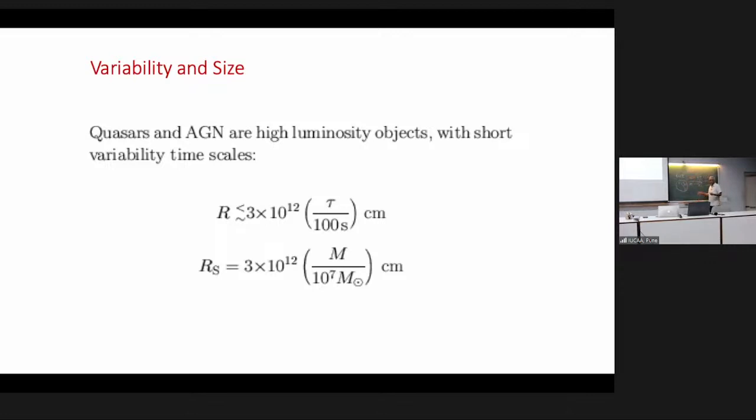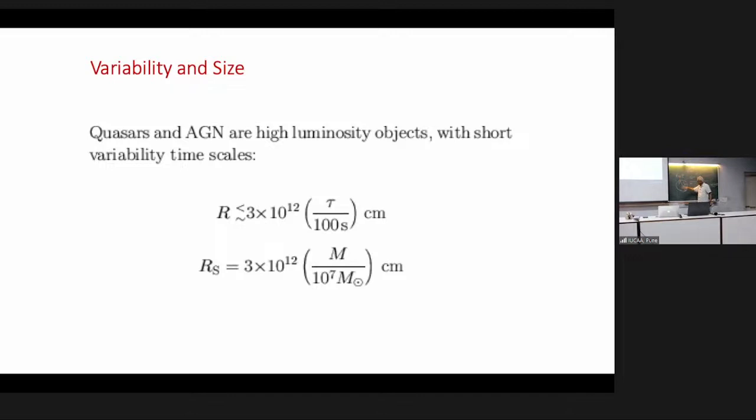Each one of them is varying on that scale, but they'll be varying at random, in an uncorrelated fashion. Why? Because there's no communication, because of causality. So when one is getting brighter, the other will be getting dimmer, and as a result the amplitude of variation will get damped. So if you see an object varying rapidly and varying quite a lot, then r must be comparable to c tau or much smaller.